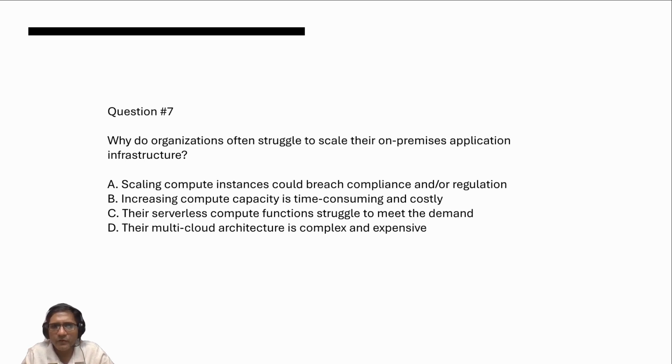Question 7. Why do organizations often struggle to scale their on-premise application infrastructure? Option A, scaling compute instance could breach compliance and or regulations. Option B, increased compute capacity is time consuming and costly. Option C, their serverless compute functions struggle to meet the demand. Option D, multi-cloud architecture is complex and expensive.